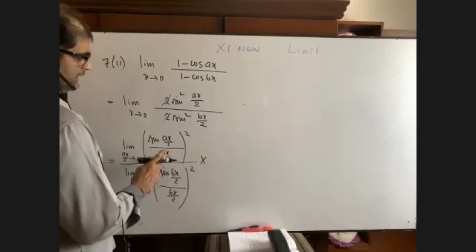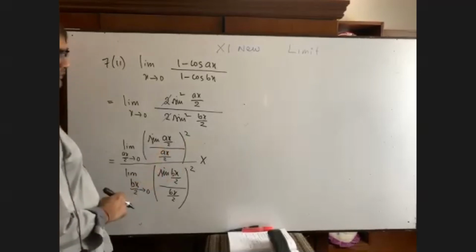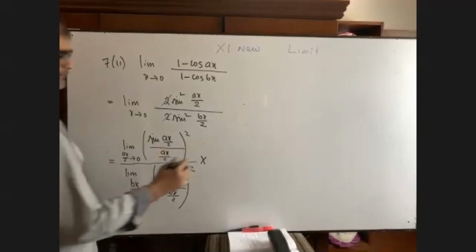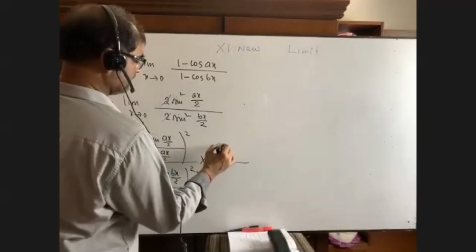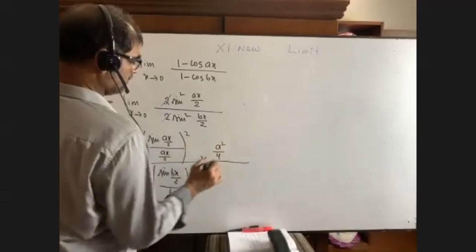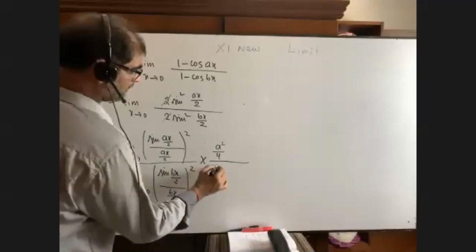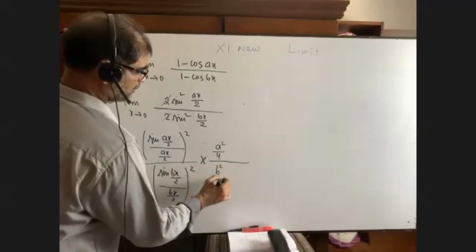Actually, here it is a square by 4, and it is b square by 4.